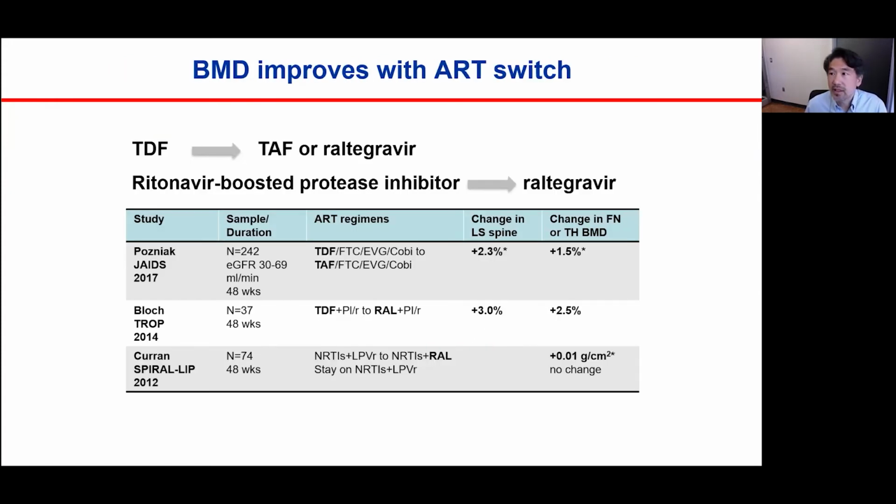We can see similar results from switch studies: switching from TDF to TAF or to an integrase inhibitor like raltegravir, you can increase the bone density by about 1 to 3%. And similarly, if you change from a ritonavir-boosted protease inhibitor regimen to raltegravir, you get an increase in bone density.